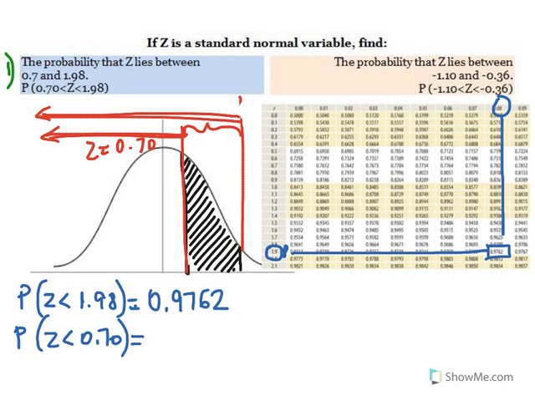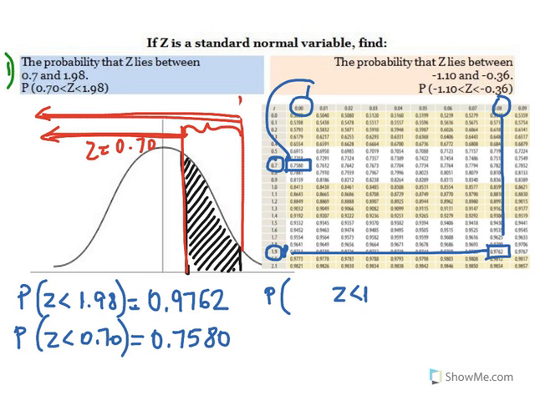Okay? What about probability of z smaller than 0.70? We'll do the same thing. Find 0.7, 0.00, because that 0 will come right over here, and then we have the probability or the area of 0.7580.